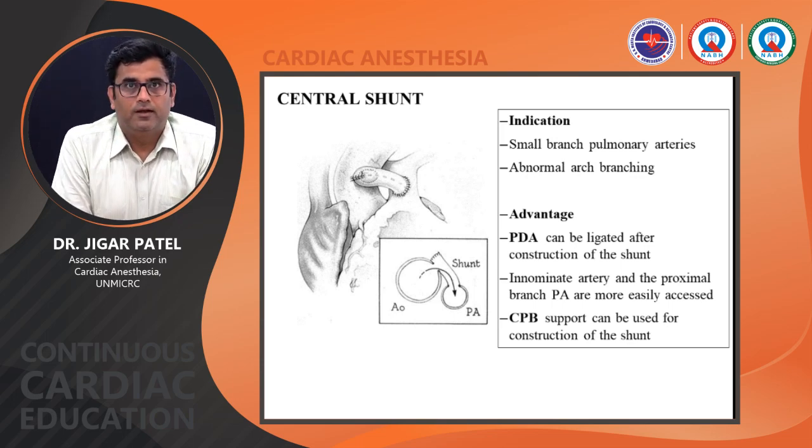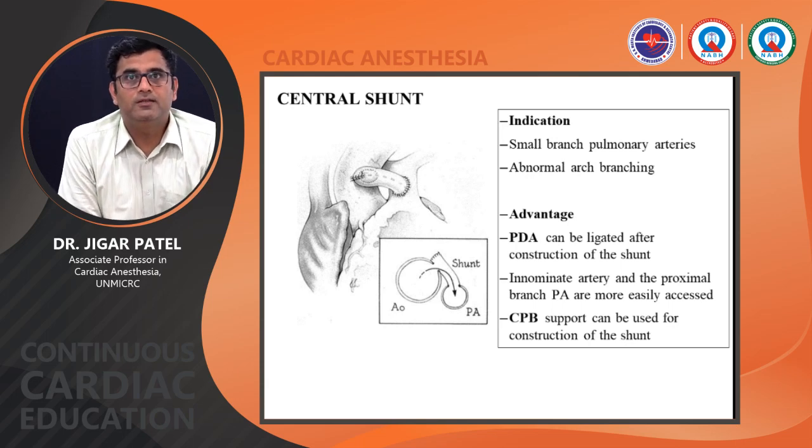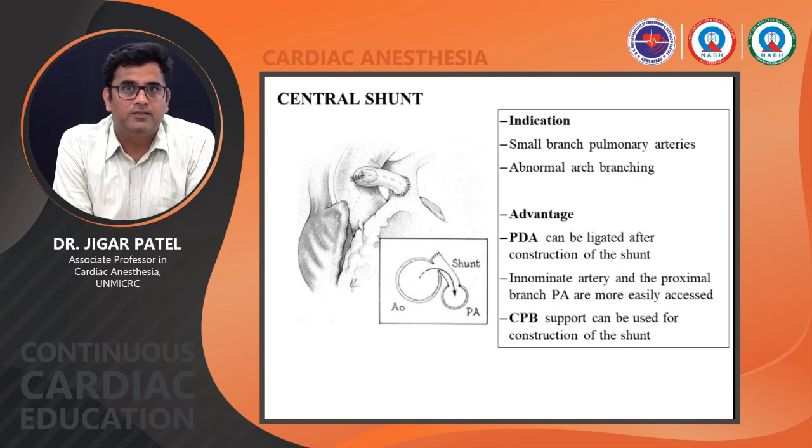Another neonatal surgery of choice is the central shunt. If the patient is not suitable for a modified BT shunt, then a central shunt is indicated. Here, if the patient has a small branch pulmonary artery or abnormal arch branching, then a central shunt is preferable. It is done through the midline, with end to side anastomosis of the MPA with the ascending aorta.